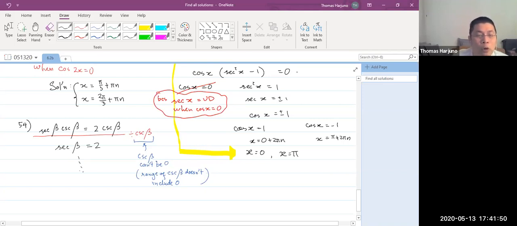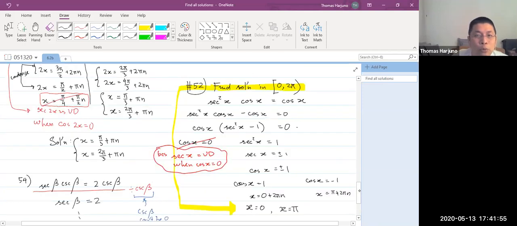I hope you can contrast number 54 and number 52. Number 52, do not divide by cosine x because cosine x is possibly 0. Why, Thomas, can I divide by cosecant theta now? Well, because cosecant theta can never be 0.